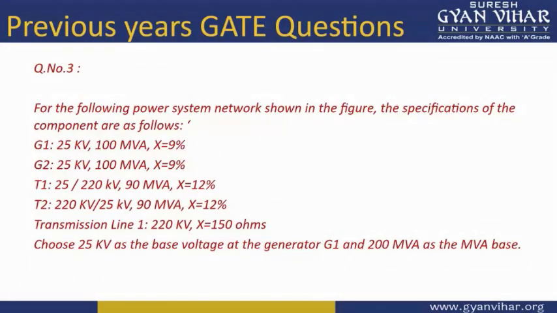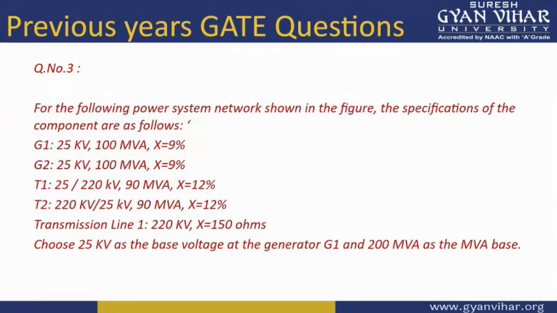This is another example which is shown to you. We have a power system network in which G1 and G2 are two generators with the given ratings. T1 and T2 are two transformers. Transformer T1 is 25 by 220 kV and transformer T2 is a step down transformer, that is 220 by 25 kV. Both ratings are 90 MVA and the leakage reactance is 12%.